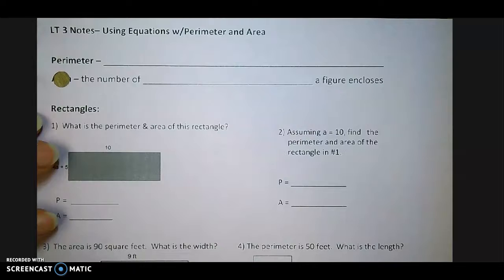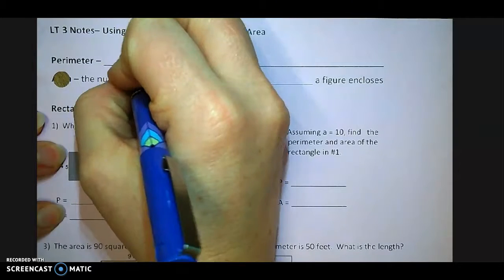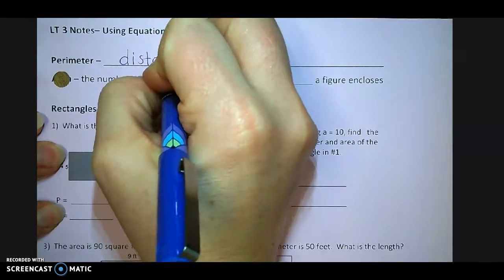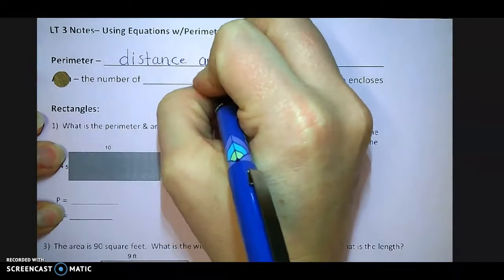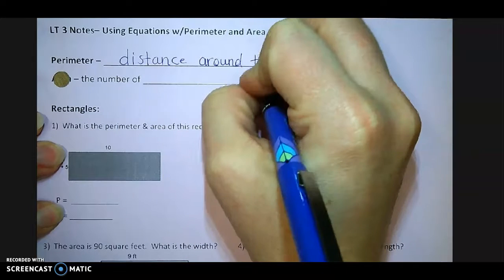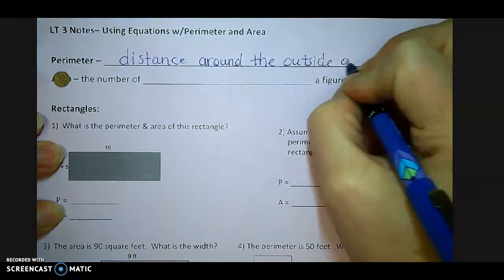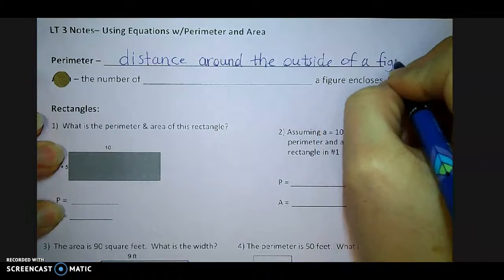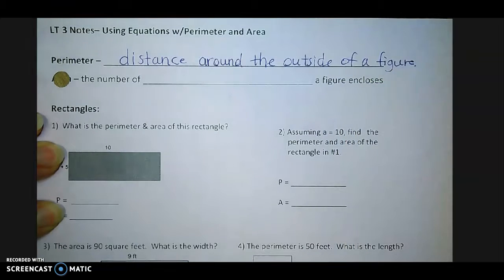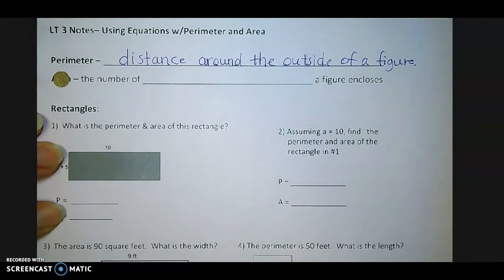So for perimeter, that is the distance around the outside of a figure. Now, whether that's a nice rectangular fence or, most yards are not perfect polygons, not regular polygons, so they're going to be those irregular shapes a lot of times, so we might look at a few of those.